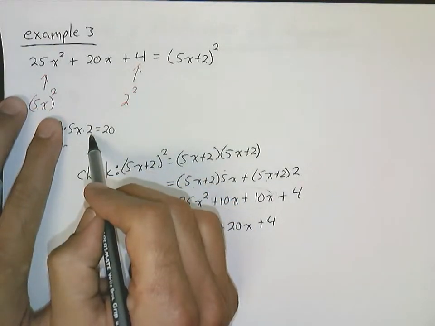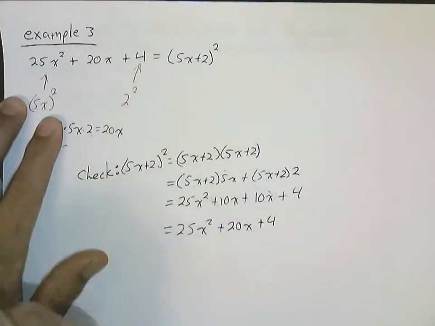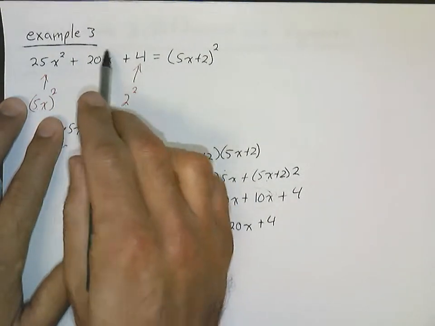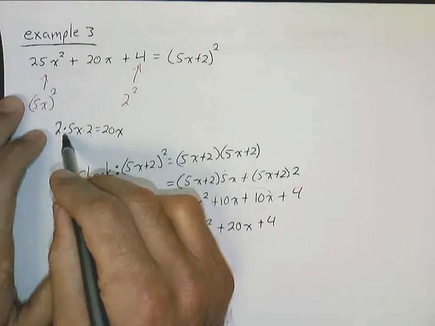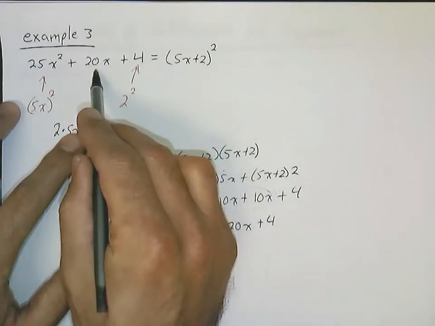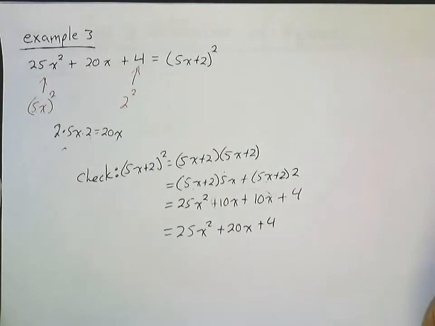Multiply those two things together. Oops, this should be 20x. And that should be half of the linear term. So 2 times the product of those two square roots. If that is equal to the linear term, then we've got ourselves a perfect square trinomial, and it factors quite simply like that.